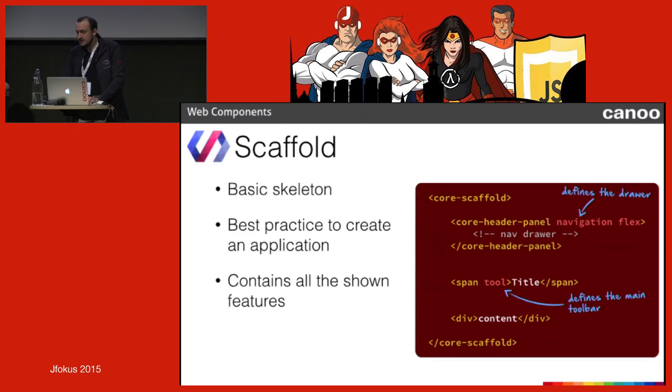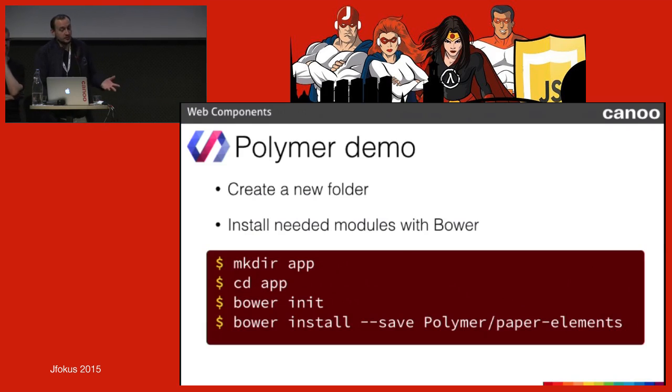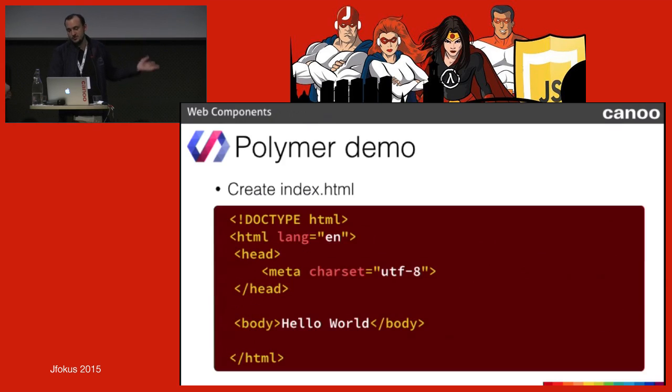So maybe a sample of how we can use it. To use it, just create an IDE, call bower init, and then install Polymer paper elements, which automatically downloads all Polymer paper modules. Then create an index HTML.